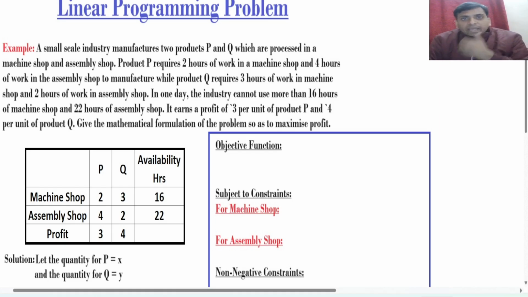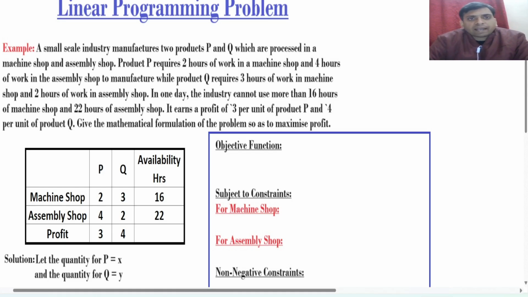The industry cannot use more than 16 hours of machine shop and 22 hours for assembly shop, and it earns a profit of rupees 3 per unit for product P and 4 per unit for product Q. Give the mathematical formulation of the problem so as to maximize profit.